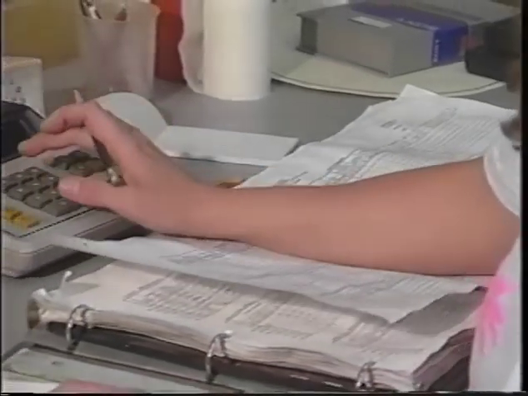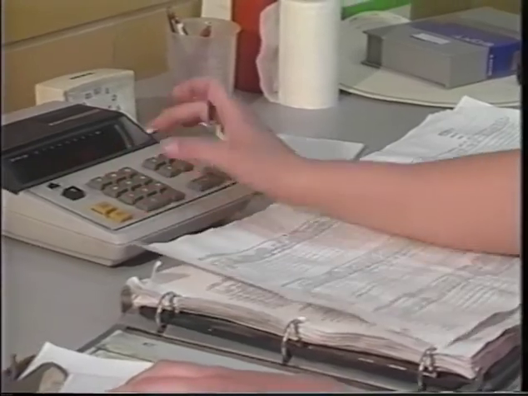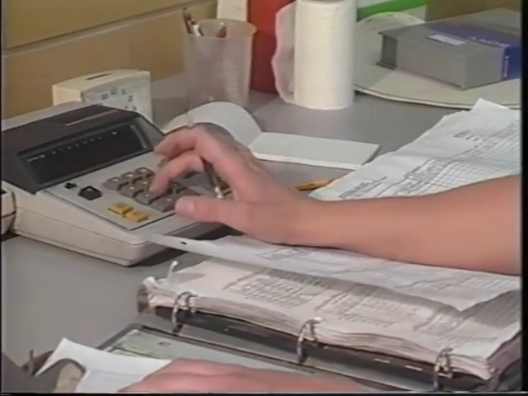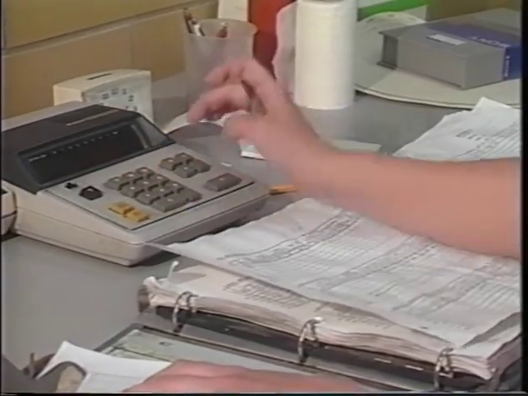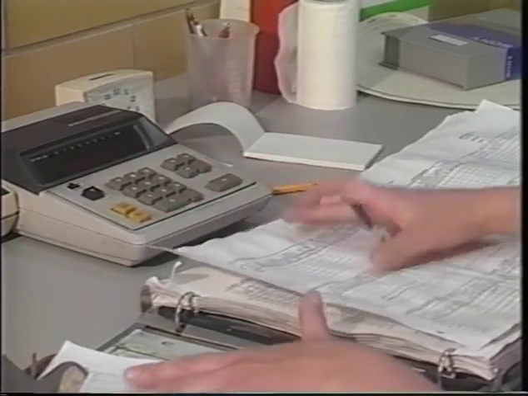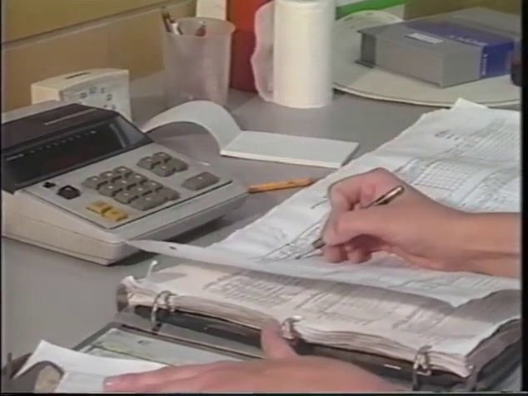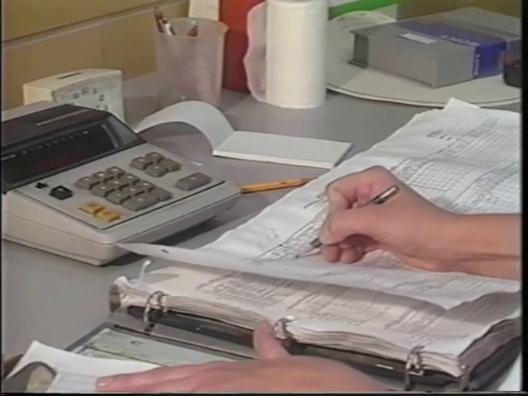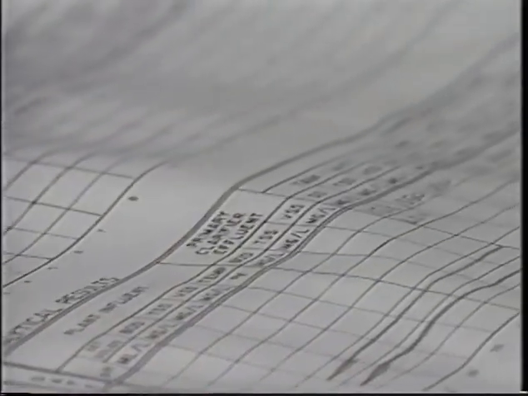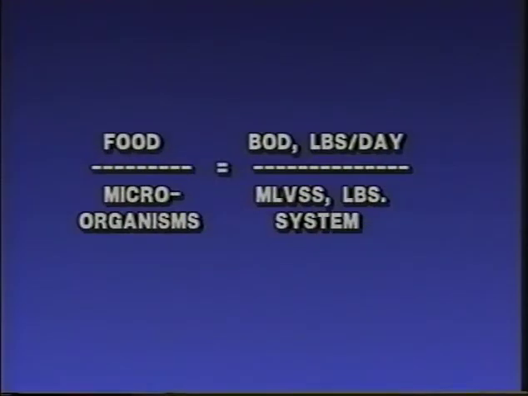The predominance of these microorganisms is usually related to the mean cell retention time. One of the most important calculations for an activated sludge facility is the food to microorganism ratio. To calculate this ratio, you need to know the amount or pounds of BOD in the influent and the pounds of volatile solids in the activated sludge system. You then simply divide the incoming food pounds by the pounds of solids in the system to get the ratio.